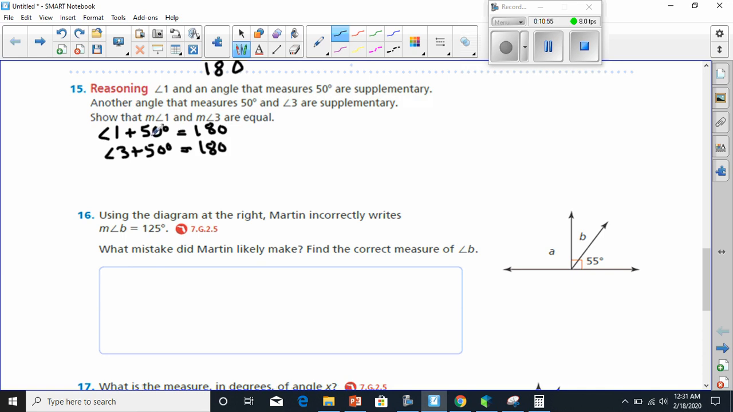Show that number 1 and 3 are equal. This is pretty easy. If I solve this problem here, it's going to give me angle 1 is equal to 180 minus 50. And I really should say degrees. That means that angle 1 must equal 180 minus 50, that's 130.